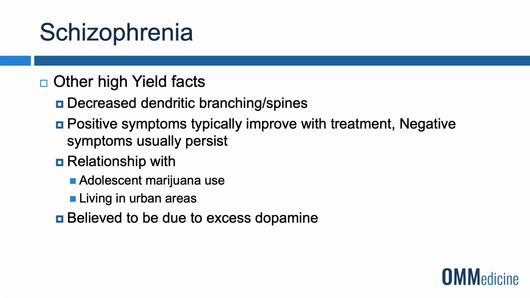Schizophrenia is a very high-yield condition for your tests, and so you need to be familiar with a couple other high-yield points listed here. The first one is that there is going to be decreased dendritic branching or spines in schizophrenia. The second is that the positive symptoms are going to be the ones that respond to treatment, and the negative symptoms will typically persist even after treatment. There's going to be a relationship with schizophrenia and adolescent marijuana use, as well as living in urban areas. And then the cause of schizophrenia is believed to be due to an excess amount of dopamine.